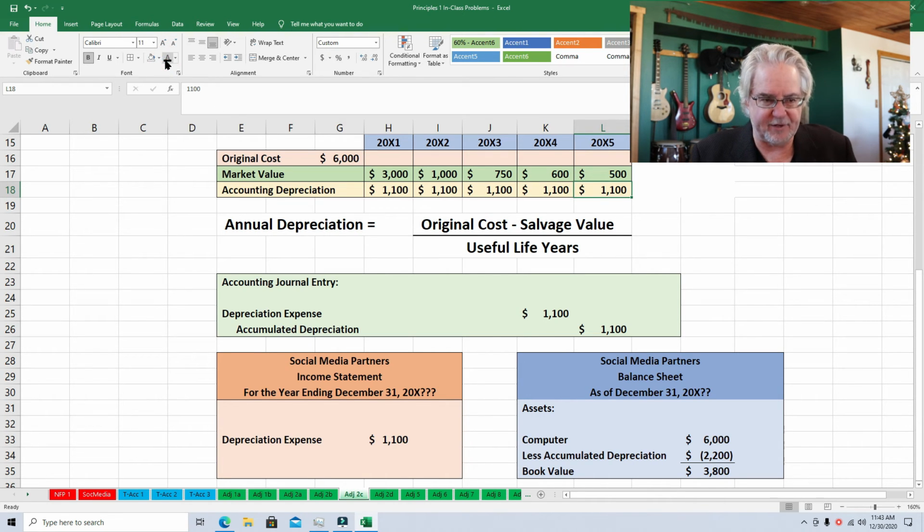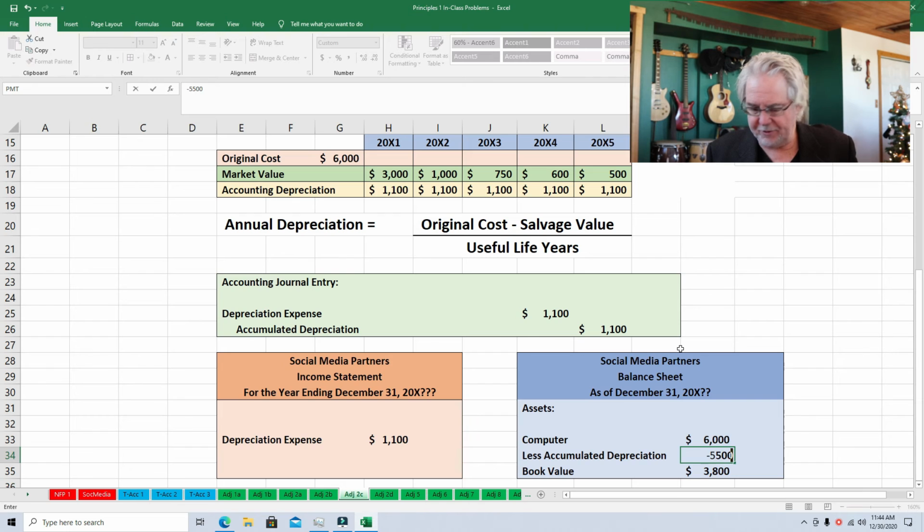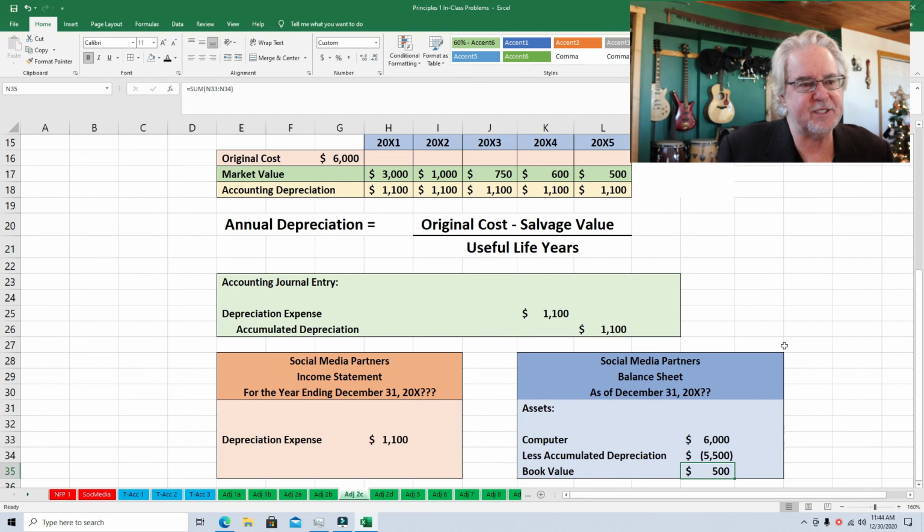Now, in the final year, in the fifth year, we'd have depreciation expense of 1,100 here, and accumulated depreciation, exact same journal entry, it never changes. And the income statement, same deal, depreciation expense 1,100. Now, since this is the last year, our books would look like this. We'd have computer original cost 6,000, less accumulated depreciation. Now, it wouldn't be 2,200, but it would be 1,100 times 5, because we have now depreciated it for 5 years. So that'd be 5,500. So minus 5,500, and the book value is 500.